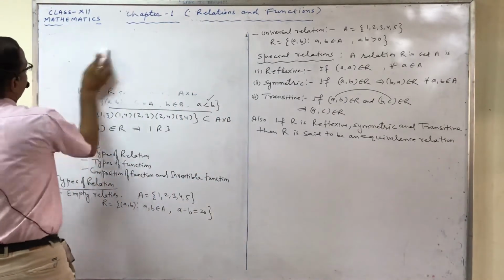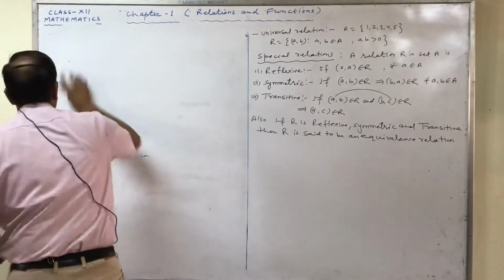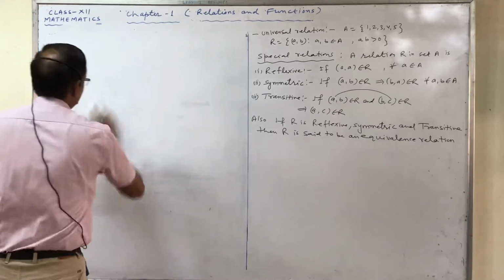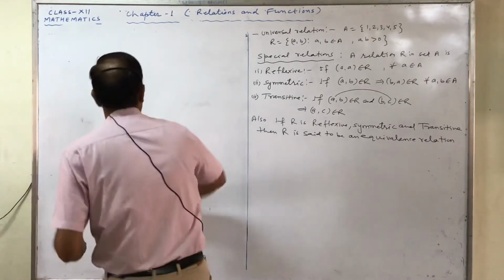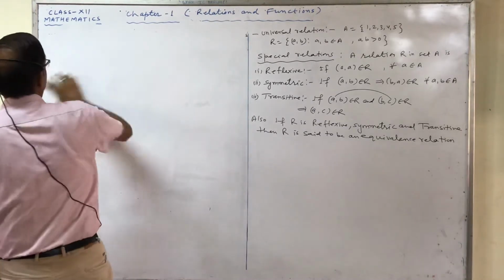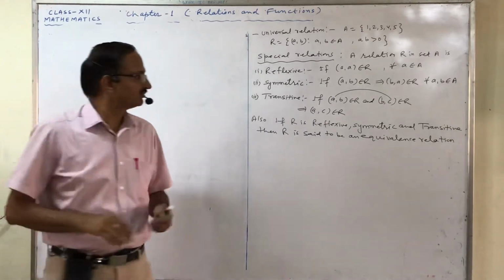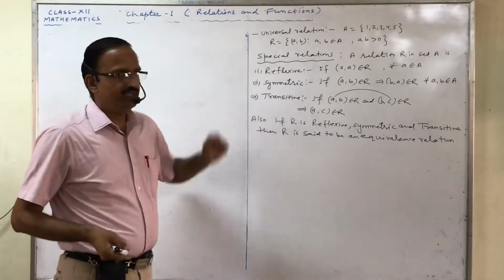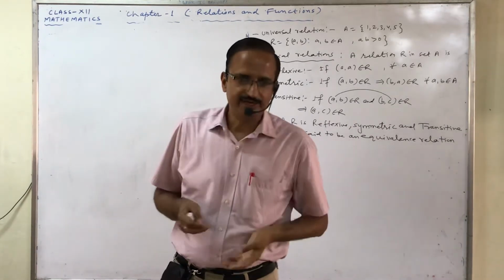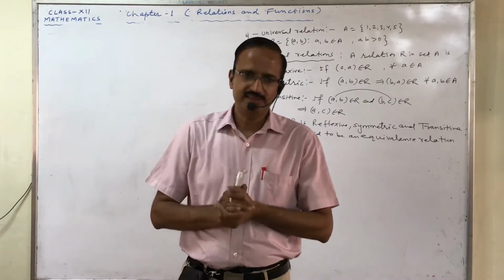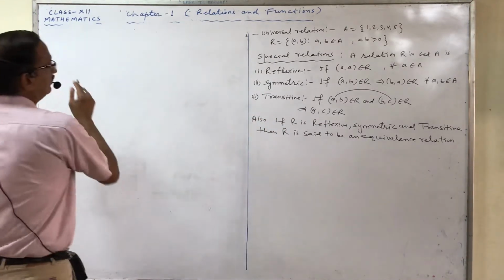So we will discuss example number 2, example number 3 and example number 4, and they are related to this topic. If a relation is reflexive, symmetric and transitive, then it is said to be an equivalence relation. Okay children? Now example number 2.